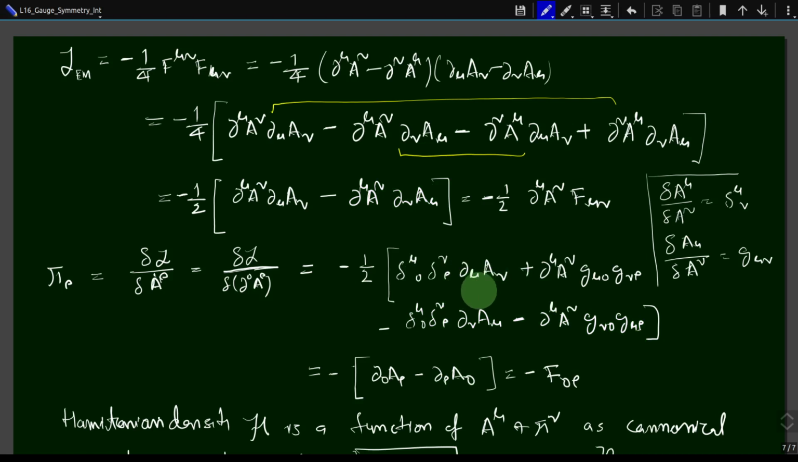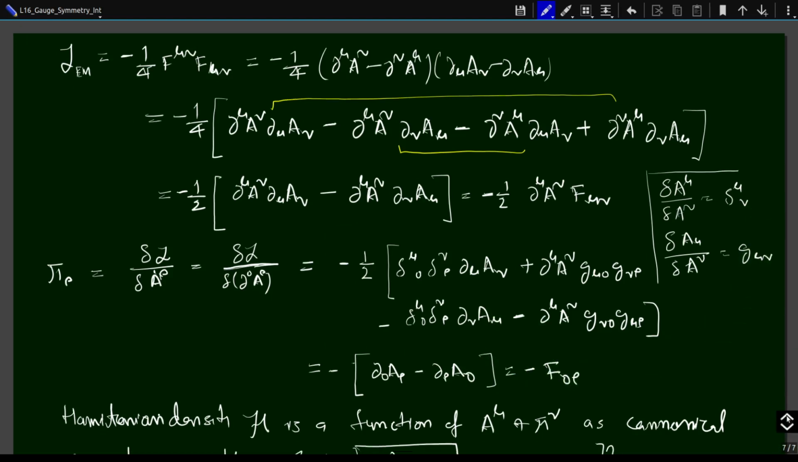And when I do all this summations and replacement, what I get is del 0 a rho minus del rho a 0, okay, without any half, because the first two terms are basically identical. It will give me factor 2, okay, and which will cancel the factor half outside. The second term is the same, so basically you get this number that pi rho is equal to minus of f0 rho, okay. So this is the situation.